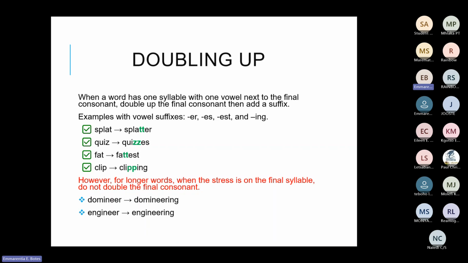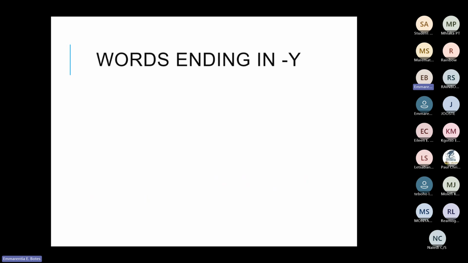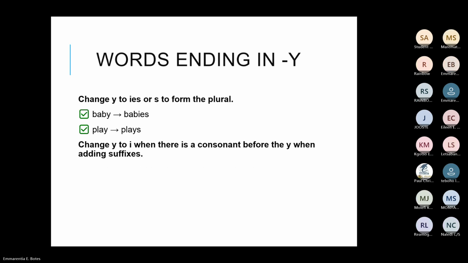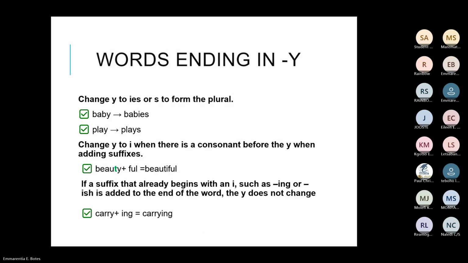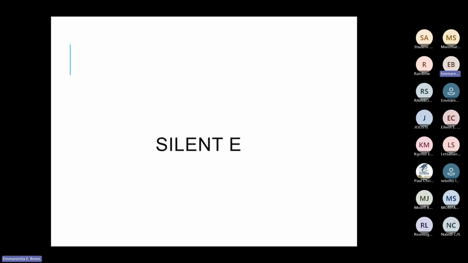So that is then when, for the longer word, when the stress is on the final syllable, then you do not double it. And in Y, like baby, the Y becomes IES. And play, you keep the Y, it's just the S. Remember to change Y to I when there is a consonant before the Y, and adding suffixes like the word beautiful. And then also we remember that if a suffix already begins with an I, such as ing or ish, is added to the end of the word, the Y does not change.